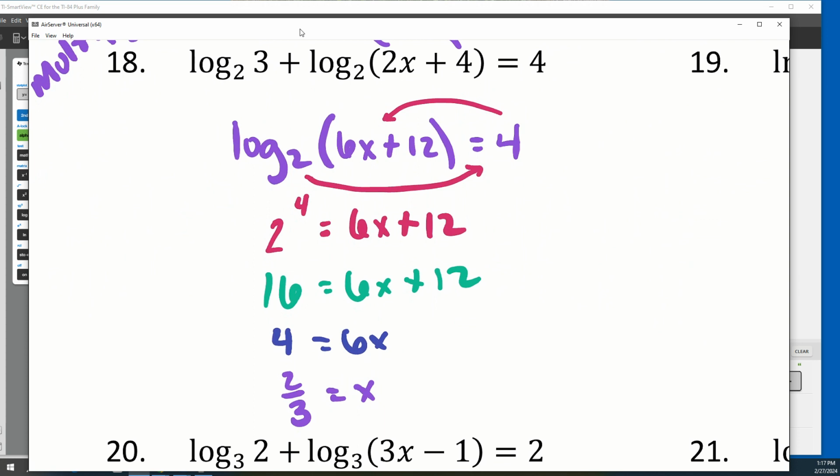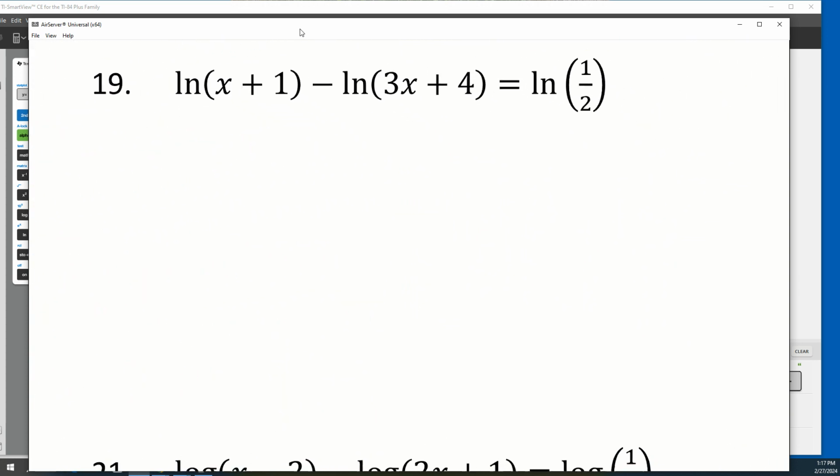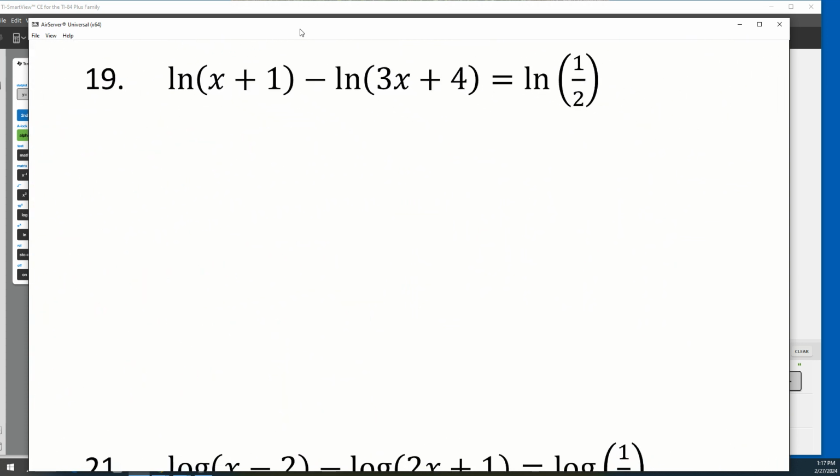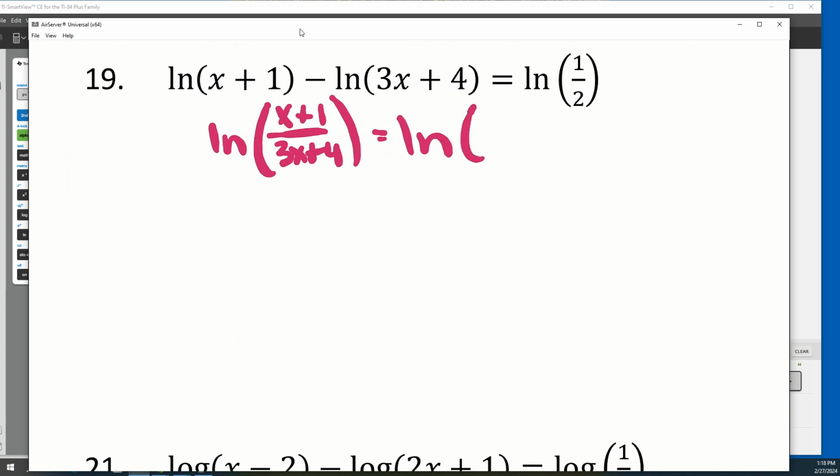All right, we're also going to do number 19. So we need to bring these logarithms together. What are we going to use? Division. So it's going to be the natural log of (x plus 1) over (3x plus 4) is equal to the natural log of 1 over 2. And we just drop the logs. It's log equals log, so we just drop the logs.